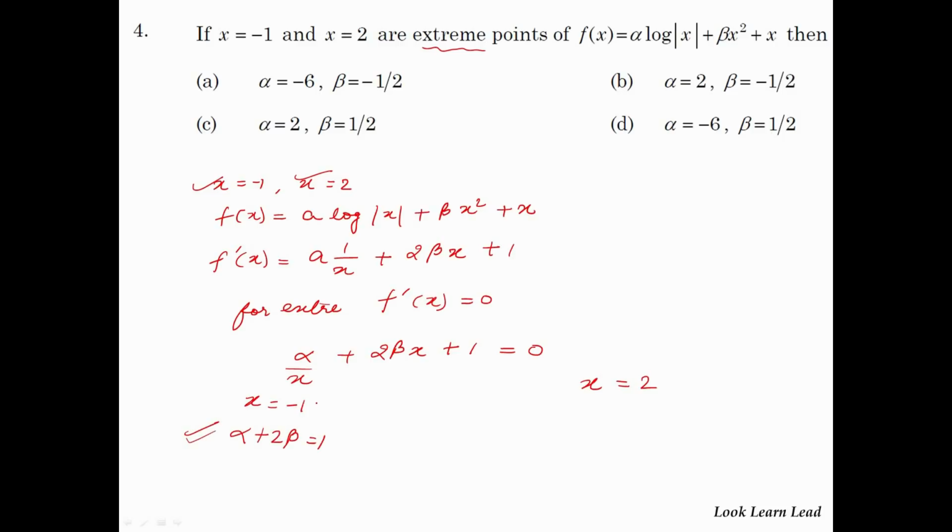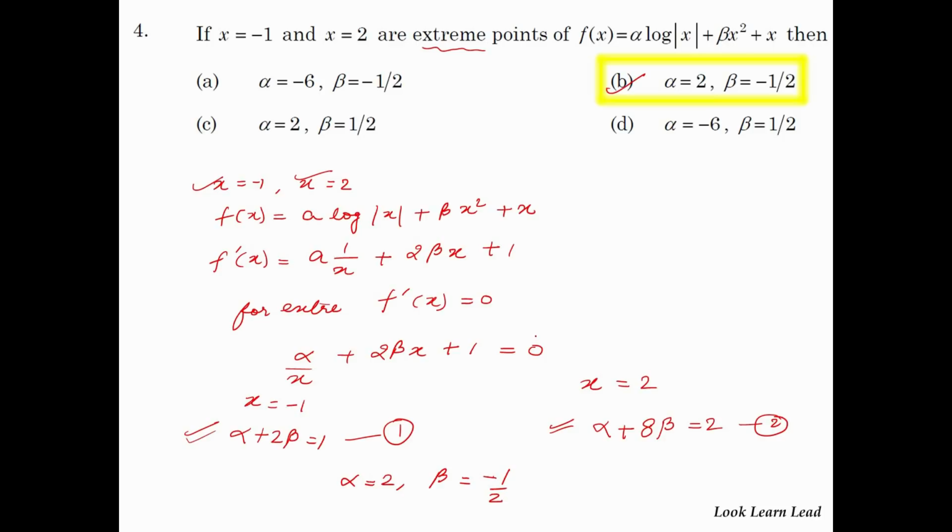We would get this equation in the form of alpha and beta when we put x equal to minus 1. When we put x equal to 2, we would have alpha plus 8 beta equal to 2. This is for x equal to 2. After solving equation 1 and equation 2, we would get alpha equal to 2 and beta equal to minus 1 by 2. This is our answer. That is B. B is our answer.